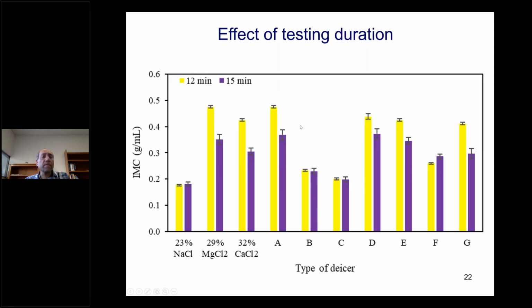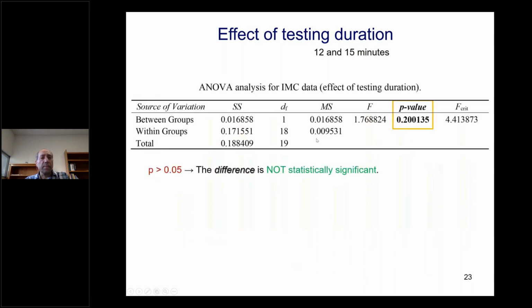In the next step, we studied the effect of testing duration. We changed the duration from 15 to 12 minutes. Again, you can see the results are very close, especially in case of sodium chloride and B, C, and F de-icers. But in total, if we analyze all of the data, again, the p-value is much higher than 0.05.